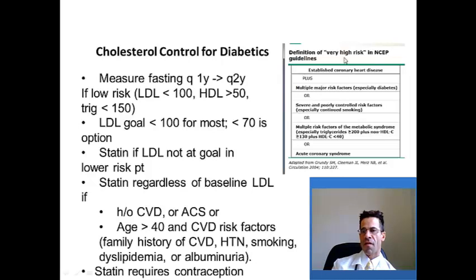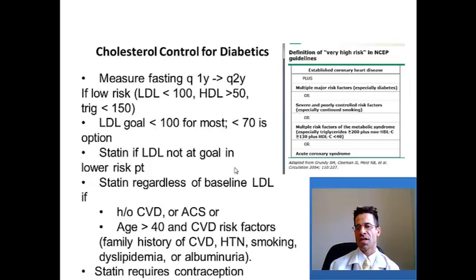Specifically, they describe very high-risk patients as having established coronary heart disease plus multiple major risk factors, especially diabetes, or established coronary heart disease with severe and poorly controlled risk factors, especially continued smoking, or established coronary heart disease plus multiple risk factors of the metabolic syndrome, especially triglycerides greater than or equal to 200 plus non-HDL greater than or equal to 130 plus HDL-C less than 40, or established coronary heart disease and acute coronary syndrome.